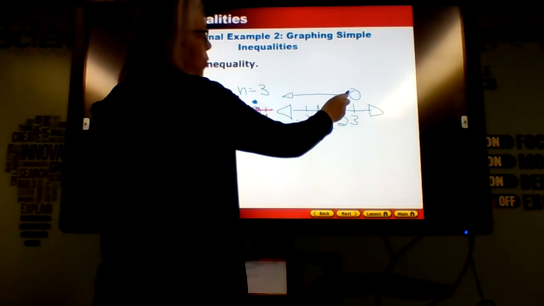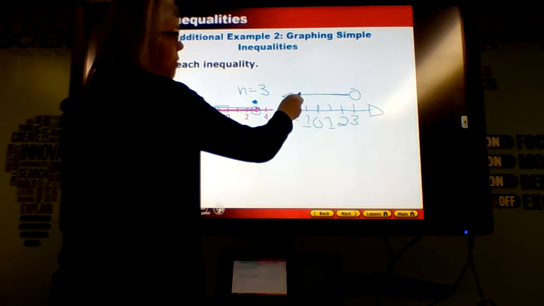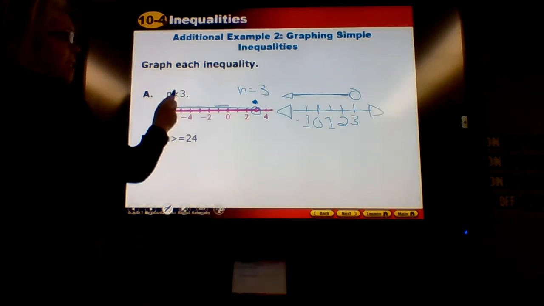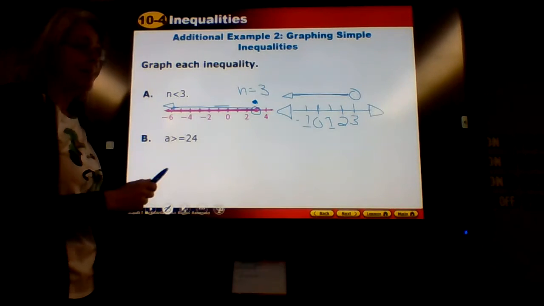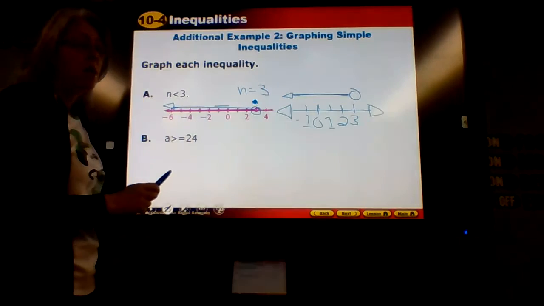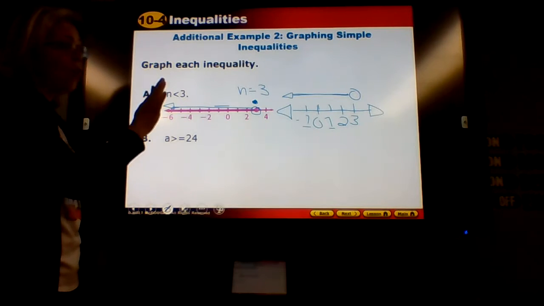So you have an open circle at 3 and the arrow goes to the left. N is less than 3. Is 2 a solution to that? Yes. Is 4 a solution to that? No. Okay, so 4 is not covered.